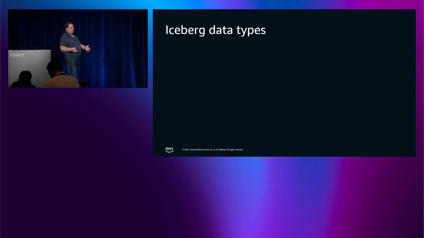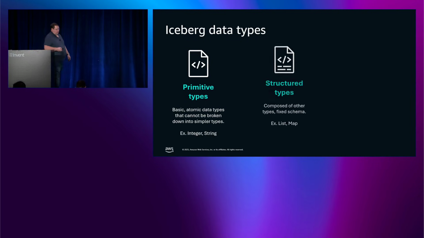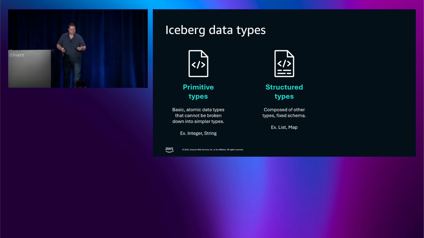Okay, so before we jump into variant data type, let's do a quick background. There's really a few different kinds of data types in Iceberg. There's primitive types. These are atomic data types that can't be broken down further. Think of int, string. Those are your basic atomic primitive types. There's also structured types, where you can stitch together multiple of the primitive types. Think list, map, array, those types of things. Key here is you have a fixed schema though.